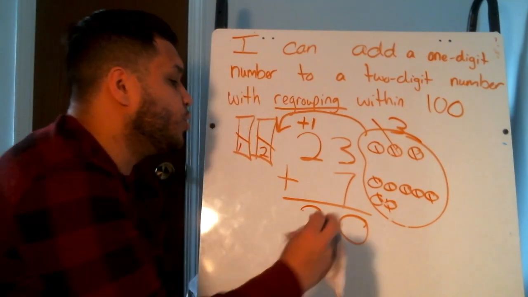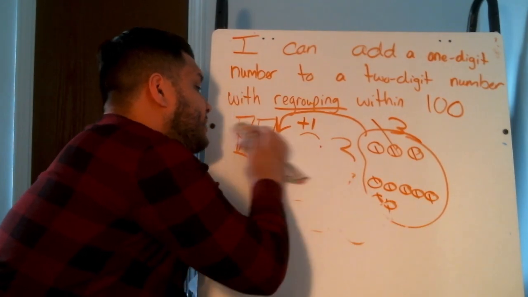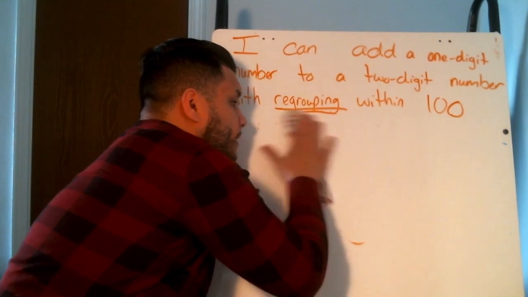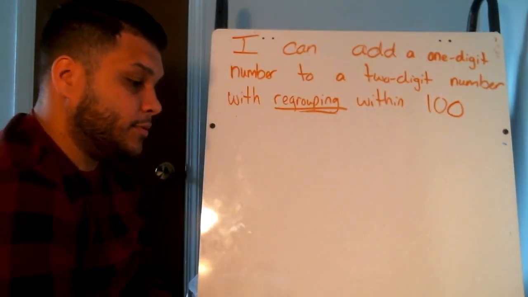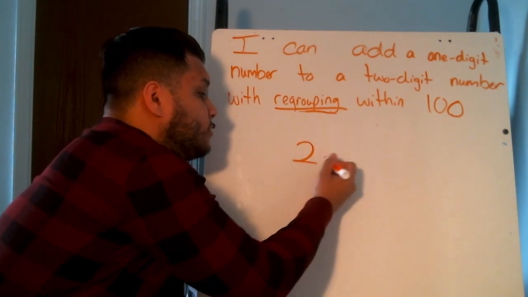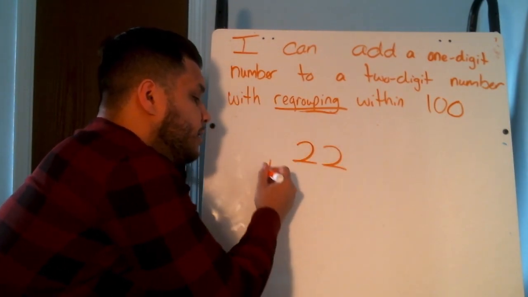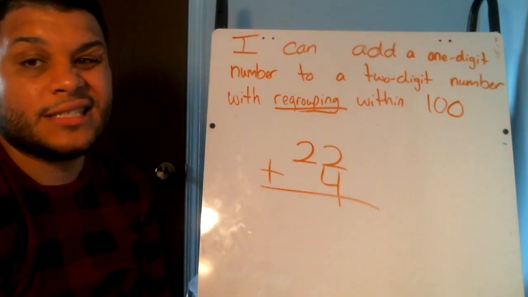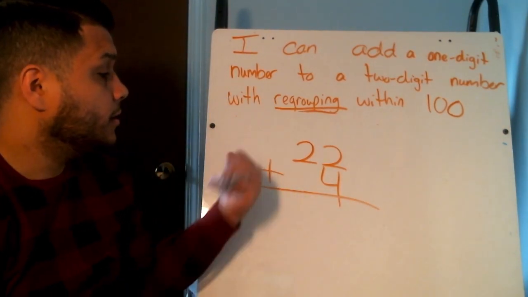You guys are going to be regrouping and carrying, kings and queens, by the time we're done with this week. My next example is 22 plus 4. Okay, we're going to do our same process.